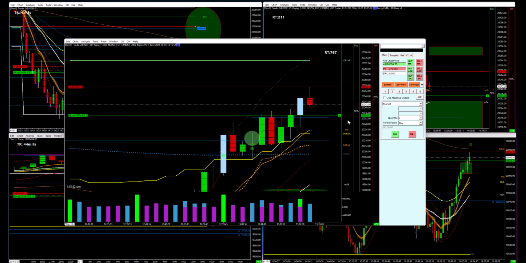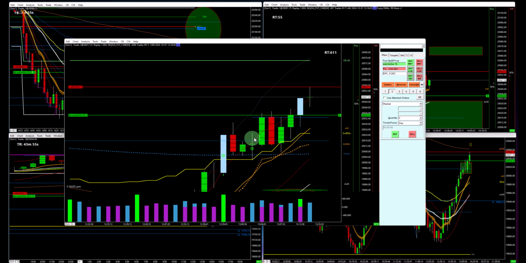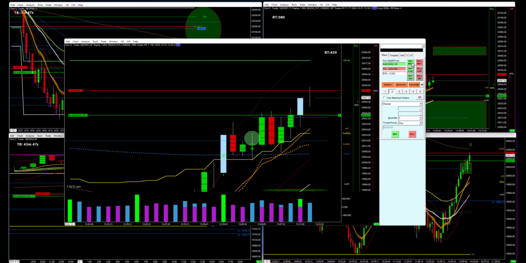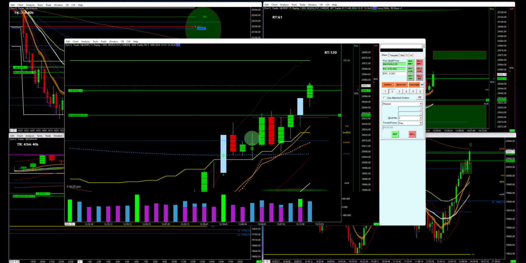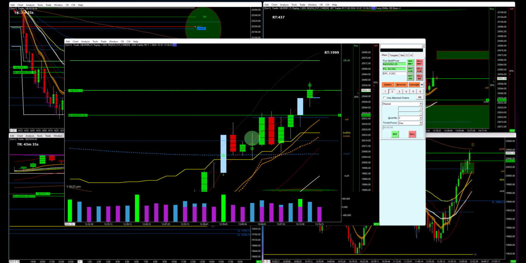There's our pullback, maybe. So we had a strong candle here. Let's see. These circles are large orders. And let's see on quantity on those. It's 91 contracts here. And the little guy's 56.